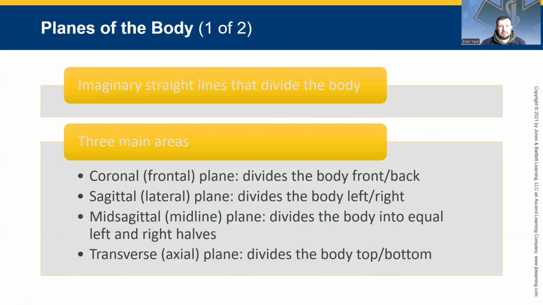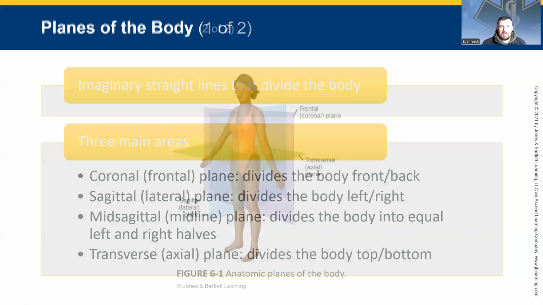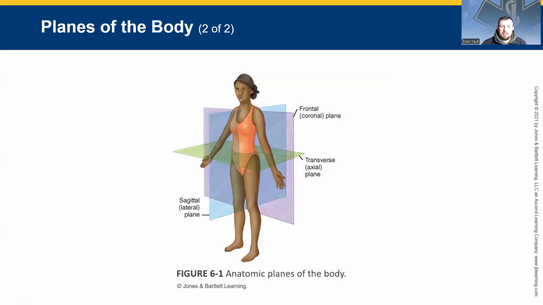And then we've got those imaginary straight lines that divide the body into pieces. So we've got our frontal plane, which divides the body front to back. Our lateral plane divides the body left to right, and then our midline plane divides the body equally into left and right halves. We've got the transverse or axial plane, which divides the body top to bottom. This picture kind of demonstrates those.